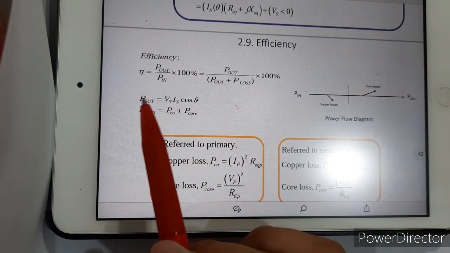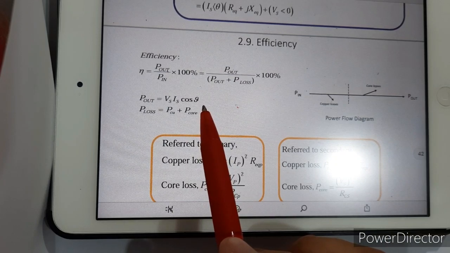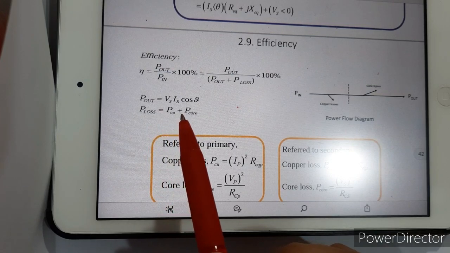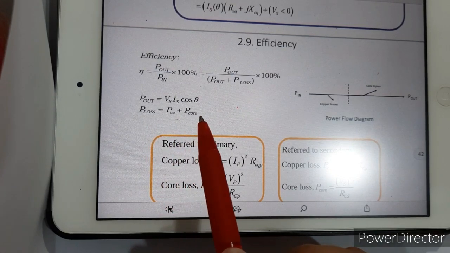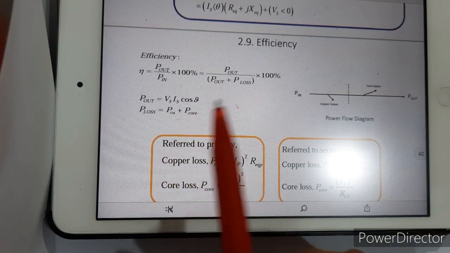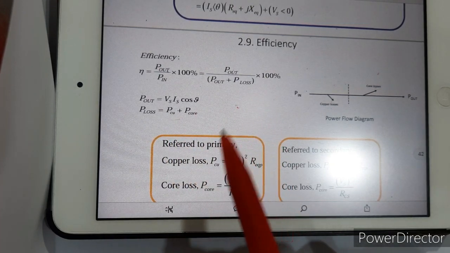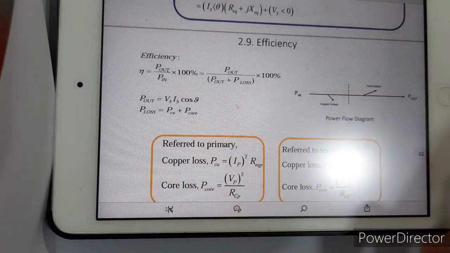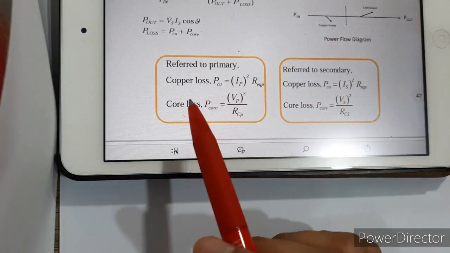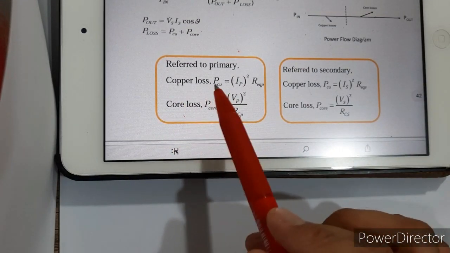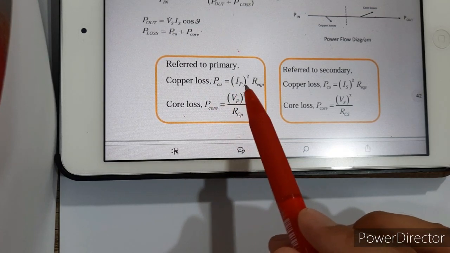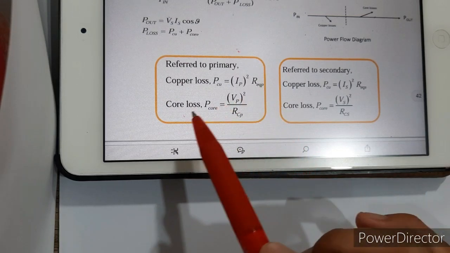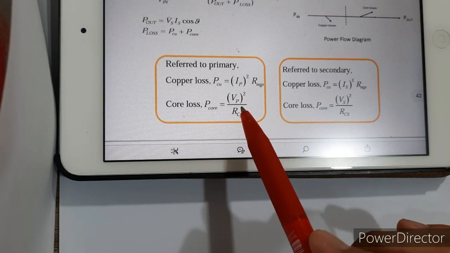So P out, we also know the formula, which is P out equals VS IS cos theta, and then P loss is divided into two: PCU and P core. PCU is P cuprum, or copper in English, plus P core. Referring to the primary side, for copper loss, PCU equals IP squared, primary current squared, multiplied by R equivalent P, and for core loss, VP squared over RCP.